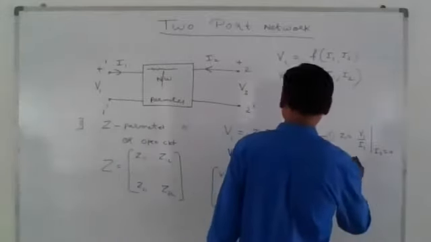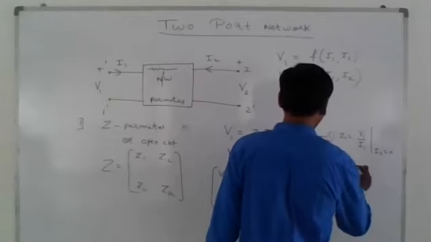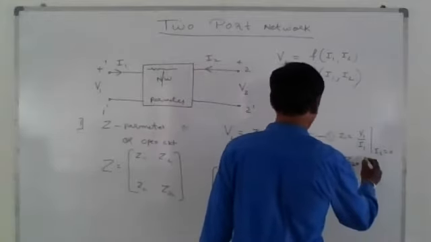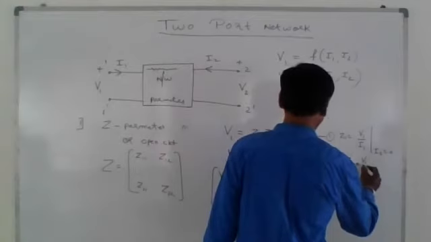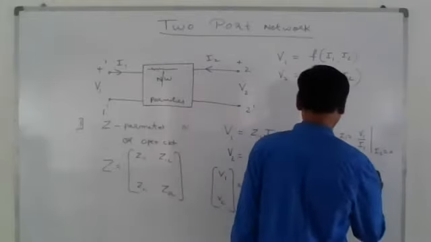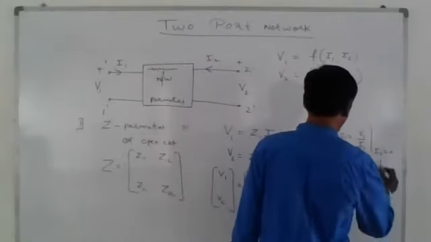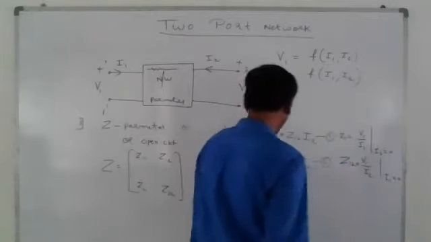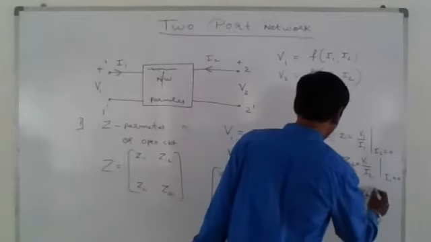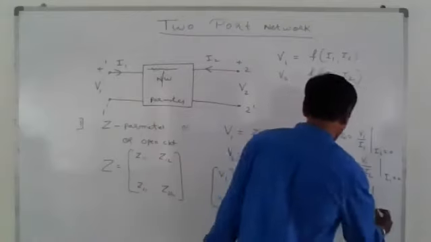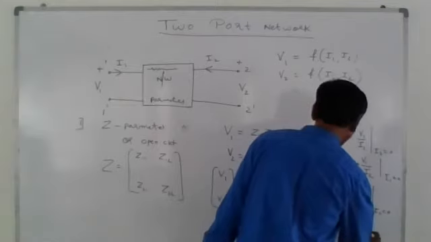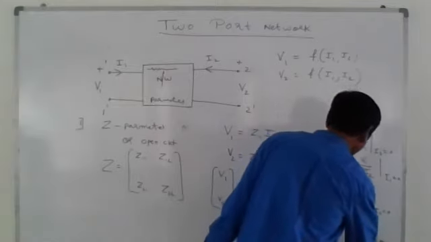Similarly, Z12 is equal to, what will be the value of Z12? Z12 is equal to V1 by I2 at I1 is equal to 0. Similarly, Z21 is equal to V2 by I1 at I2 is equal to 0, and Z22 is equal to V2 by I2 at I1 is 0.